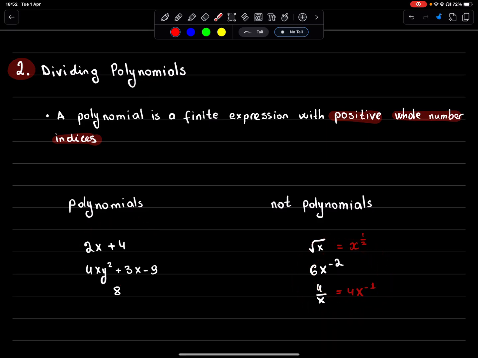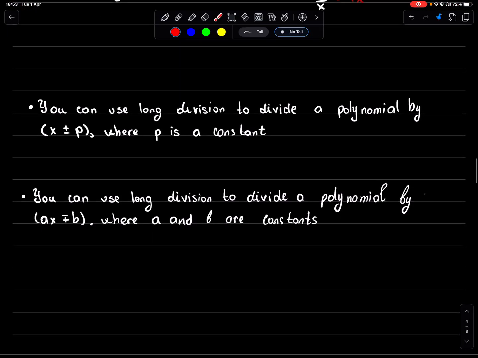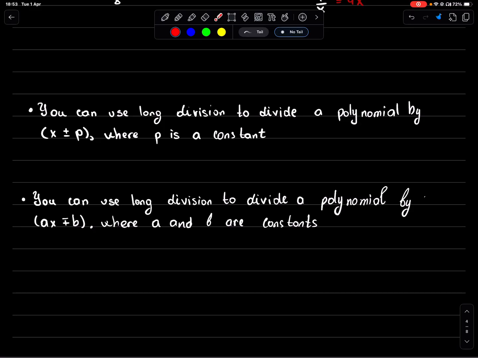You're not necessarily going to be asked to identify polynomials or non-polynomials in the A-Level exam, but it's better to know what is a polynomial and what is not. Alright, so the main topic is going to be dividing polynomials by the factors, by a linear polynomial, that can be a factor of the polynomial or cannot be. We can actually say whether it's a factor of the polynomial or not at the end of each division.